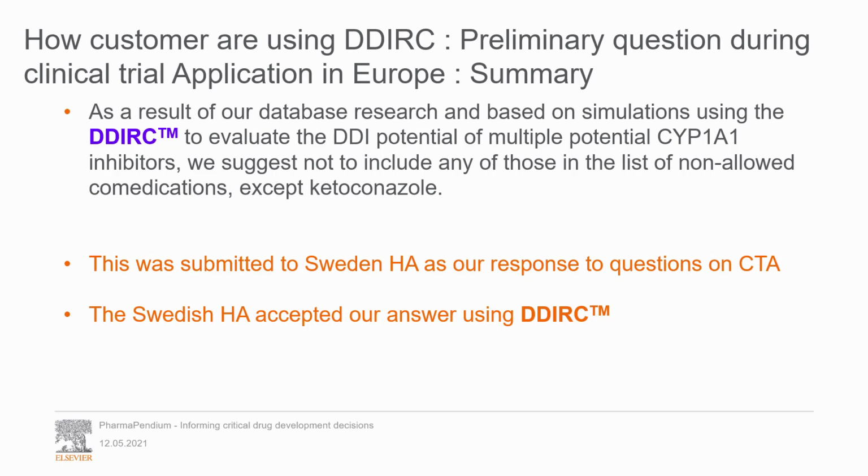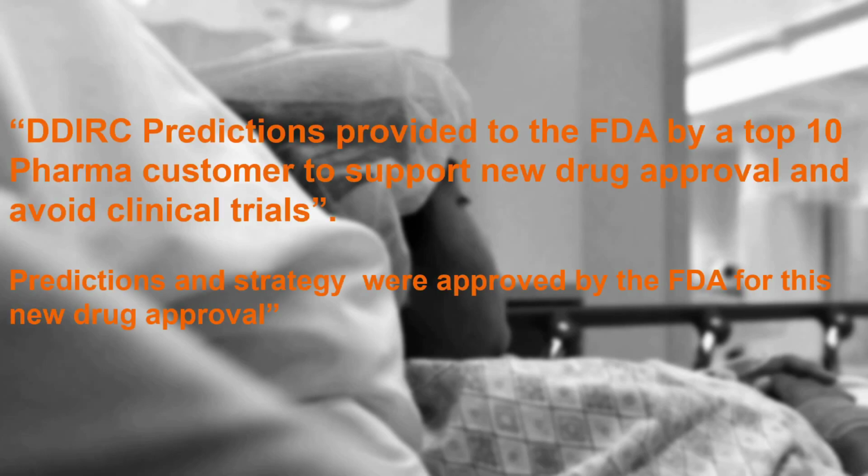And now for the most important example that I think is really key. This is a use case that came from one of our customers recently, and it's really about the DDIRC predictions that were provided to the FDA by one of our customers to support the approval of a new drug and avoid clinical trials. It meant that the data that was coming from DDIRC was provided to the FDA, and the FDA agreed with the pharma company to not do some clinical trials. In this case, this decision was based on the predictions that were provided by this PharmaPendium drug-drug interaction risk calculator. And this is a real key achievement for this static approach, and also for the predictions that are provided in this tool.